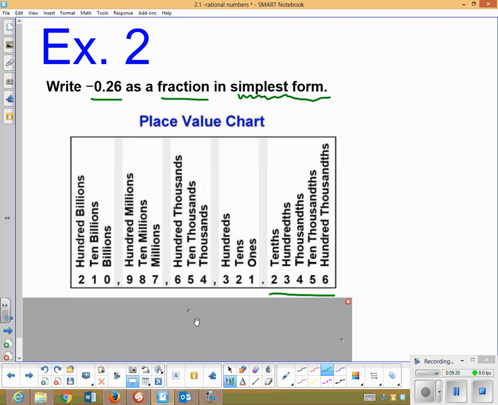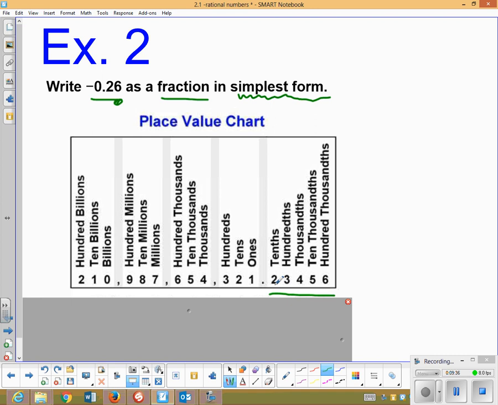Now this is my fraction. I just converted it into fractions. The only problem is that I did not reduce it. So what I'm going to have to do is reduce this 26 over 100 into simplest form. And then after I do that, that would be my final answer.